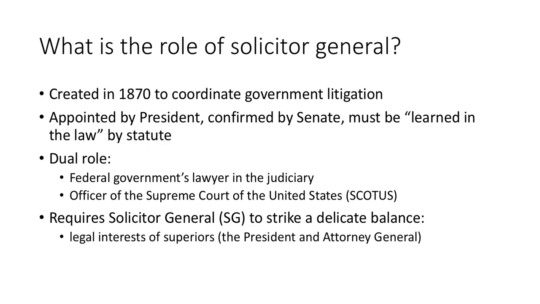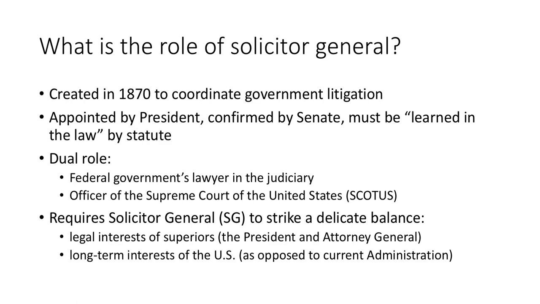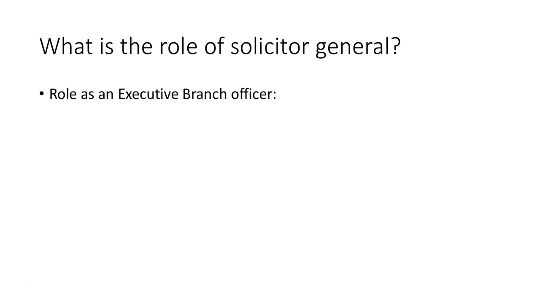First and foremost, they have to represent the legal interest of their superiors. And who are their superiors? The President and the Attorney General. But they also have to think about the long-term interest of the United States as opposed to the current administration. Think about how this particular issue within the judiciary, what the government's reflection, what the government's point about a particular case may be, long-term as opposed to short-term. And then finally, they have a responsibility as a special officer of SCOTUS itself. And so balancing all of these roles is what I want to explore and consider in this particular approach. So first and foremost, the role of the Solicitor General as an executive branch officer.